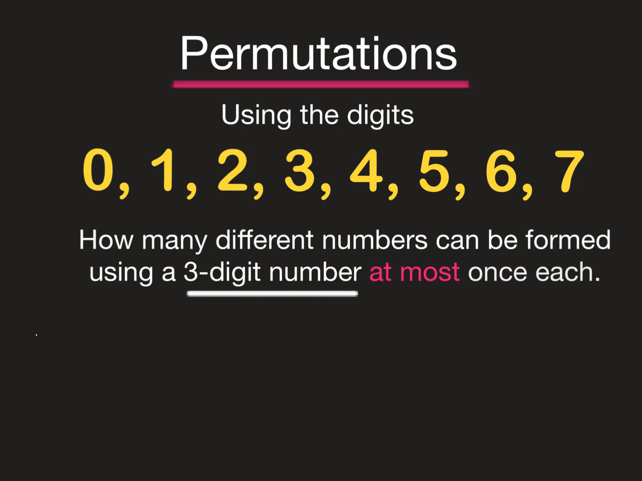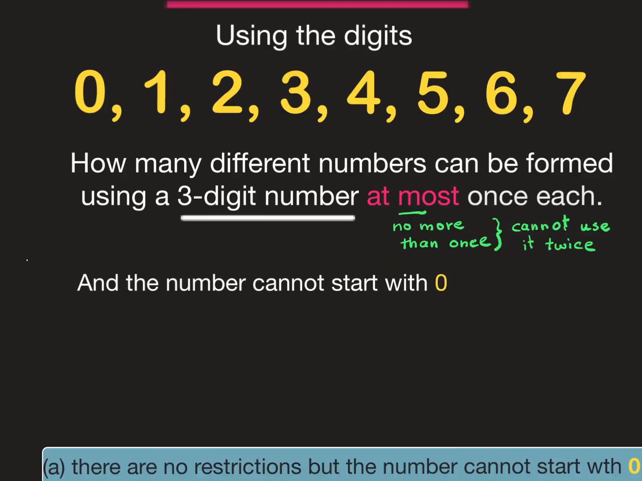Okay, what does "at most once" mean? That means no more than once. It means that you really can't double it up. You can't use it twice. And another restriction is that the number cannot start with 0.